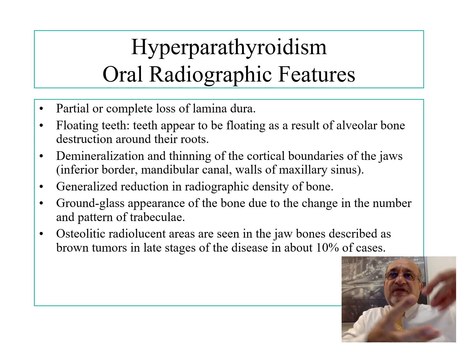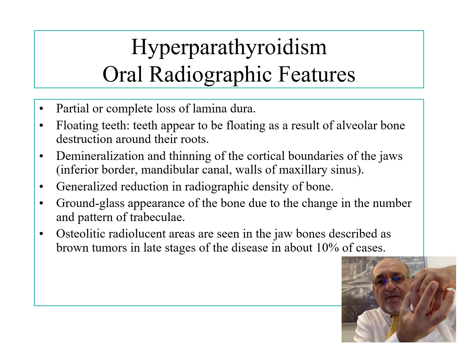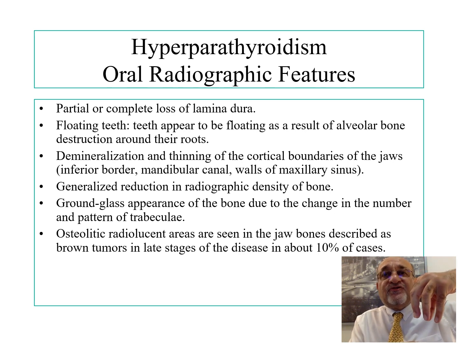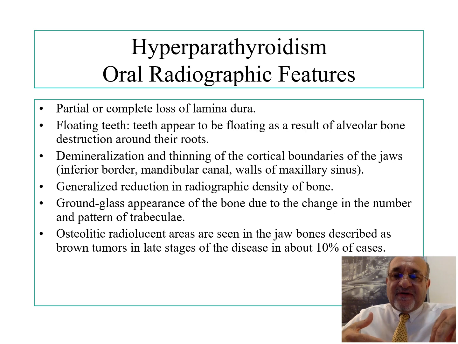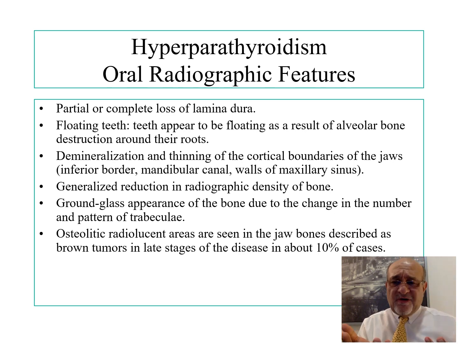You know that the tooth is located in a socket. The socket is formed of a compact bone. Now, if the compact bone disappears by the dissociation of the bone by the parathyroid hormone, this will lead to the absence of lamina dura, and this situation will give the teeth an appearance as if they are floating in the jaw. There is nothing to hold them. So teeth appear to be floating as a result of the alveolar bone destruction around the teeth, around the roots definitely.